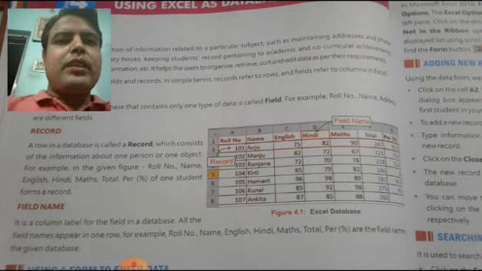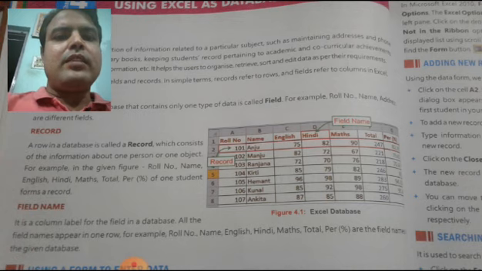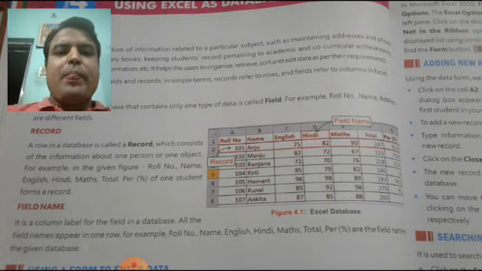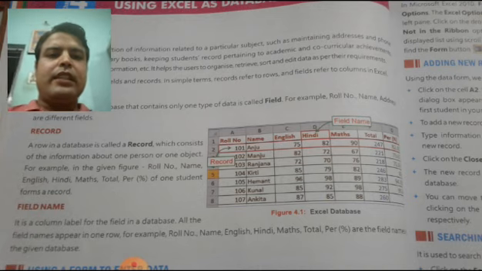Now record. Each row in a table represents a record. A record is the collection of the various fields. One record consists all the information of one person, that is one student in this given table. A record is the smallest unit of information in database. In the next clip, I will explain the next topic, using form to enter data in MS Excel. So watch this video.